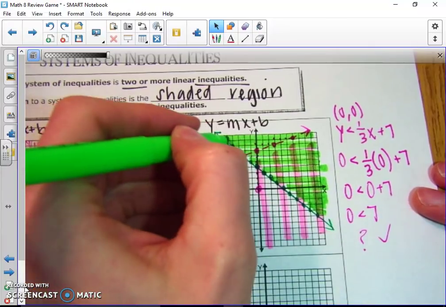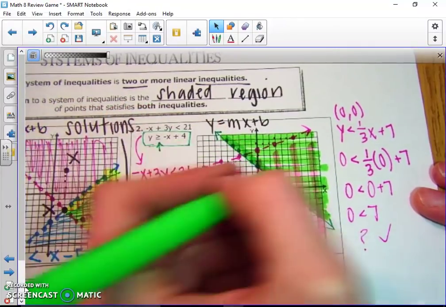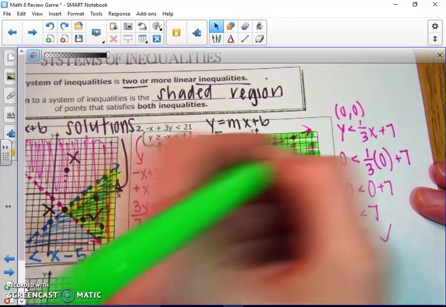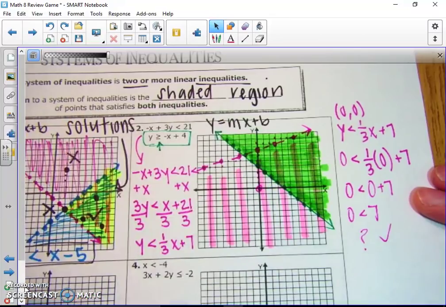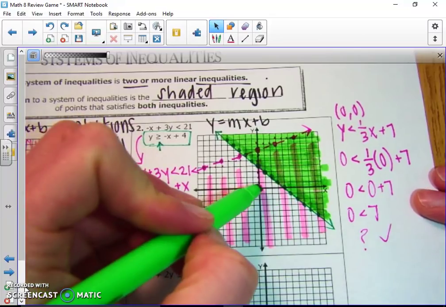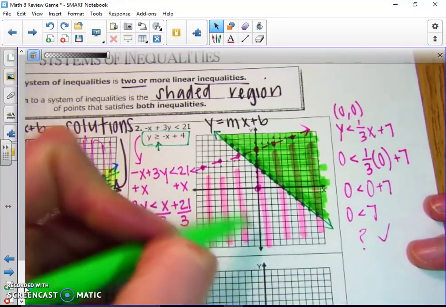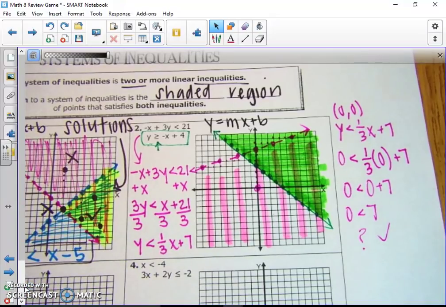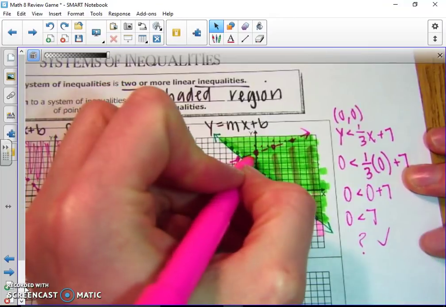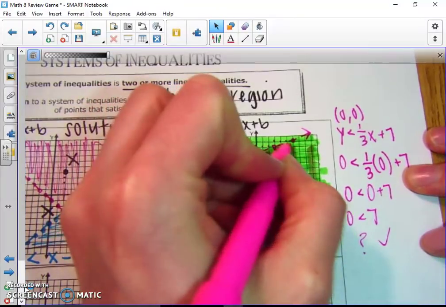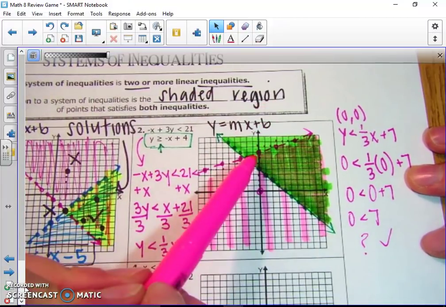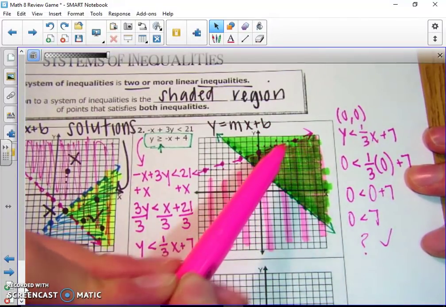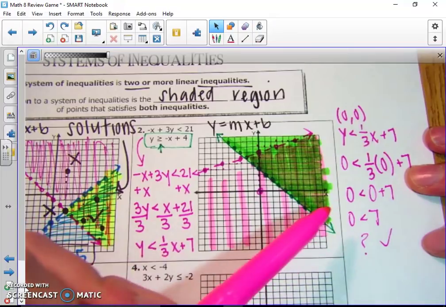Again, I know it might be kind of hard to tell what's above this graph. So if you are having trouble just seeing, I just draw above it, use the test point, test 0, 0. 0, 0 is not a solution, so it's not over where 0, 0 is found. So let's look at our overlapping region. So our overlapping region is this region right here. Okay, it's this triangle region. It's usually going to be a triangular type looking thing.